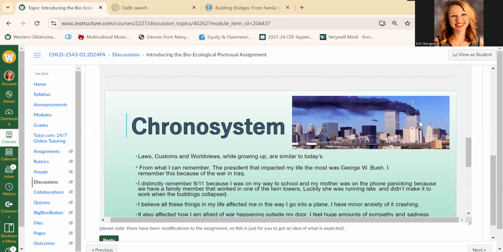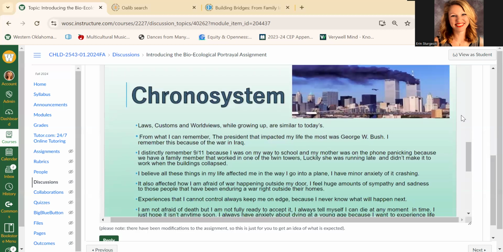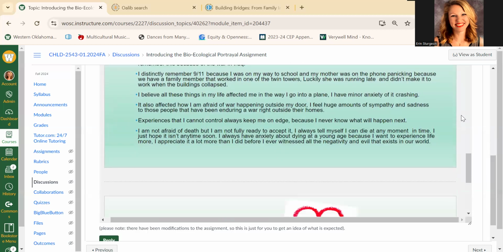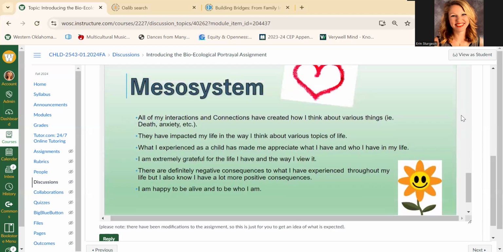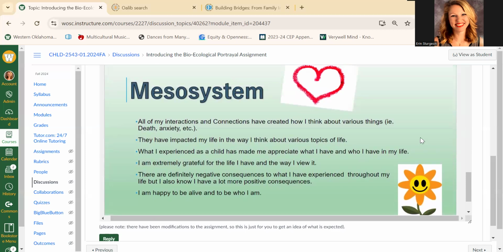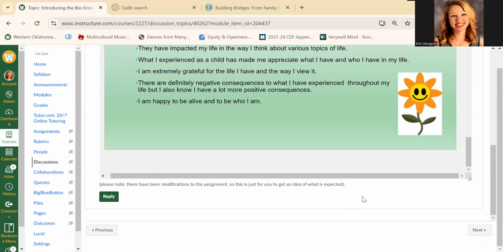They included this picture because 9/11 is a memory that sticks out in their mind, right? And it impacted their chronosystem. Just like today, kids that we're working with were affected by COVID-19 and the pandemic. So some major life events and world events do play into things like this. And the mesosystem, they explained how all of these have impacted one another. And then not included is the reflection.